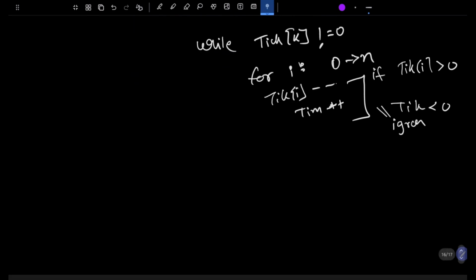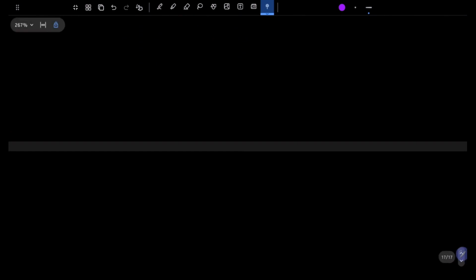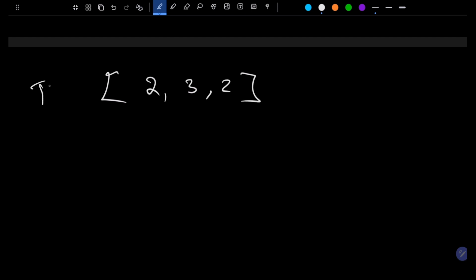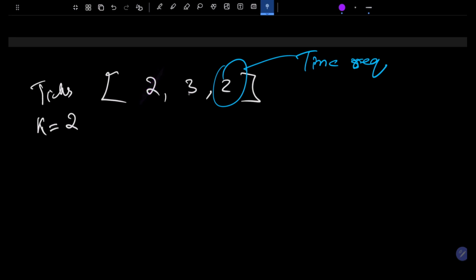So I'll say, okay, iterate over this array again and again. If you look here, mark this first example: 2, 3 and 2. This is our tickets array and they are given k equals 2. For this person, let me know the time required. So what I'm doing is taking one ticket, going to the last, taking one ticket, going to the last, one by one.